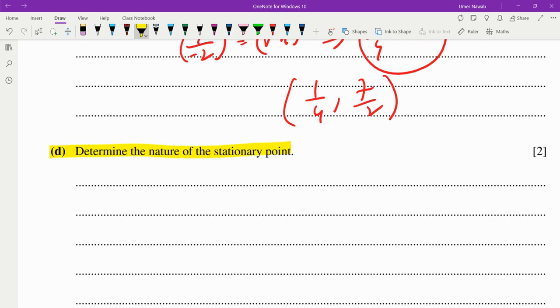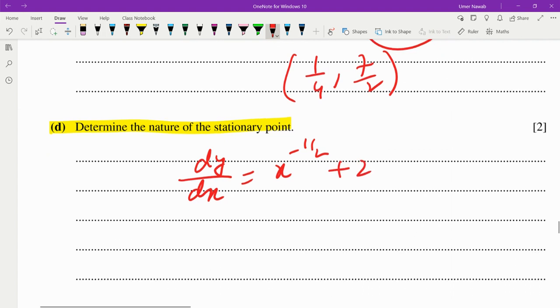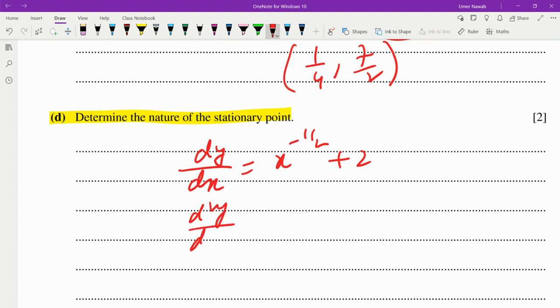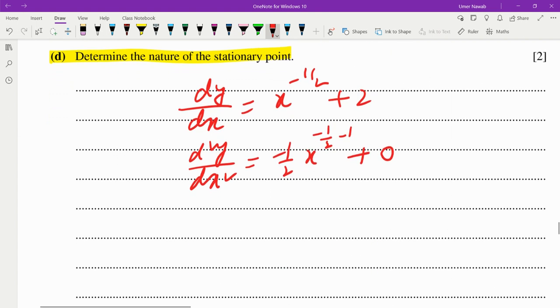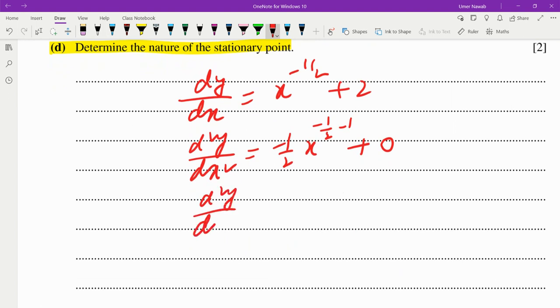For the nature of the stationary point, we always find the second derivative. We have the first derivative already found, which is x raised to power minus 1 over 2 plus 2. I'm going to again take the derivative. Minus 1 over 2 goes back, so minus 1 over 2 minus 1, and the derivative of 2 is 0. So the second derivative comes to minus 1 over 2 x raised to power minus 3 over 2.